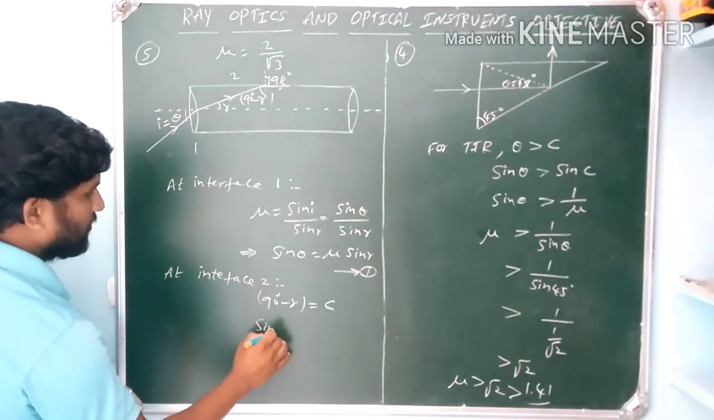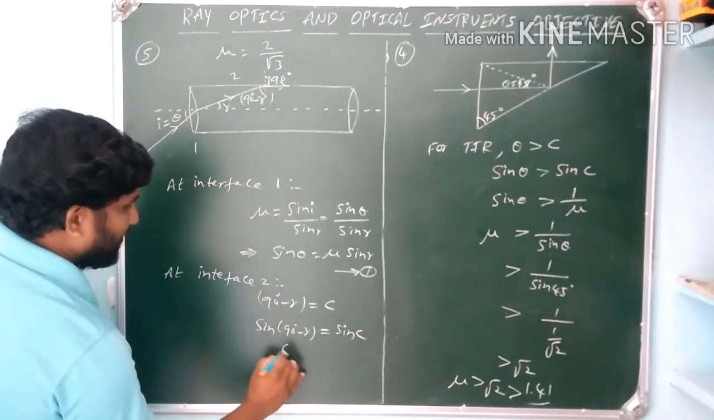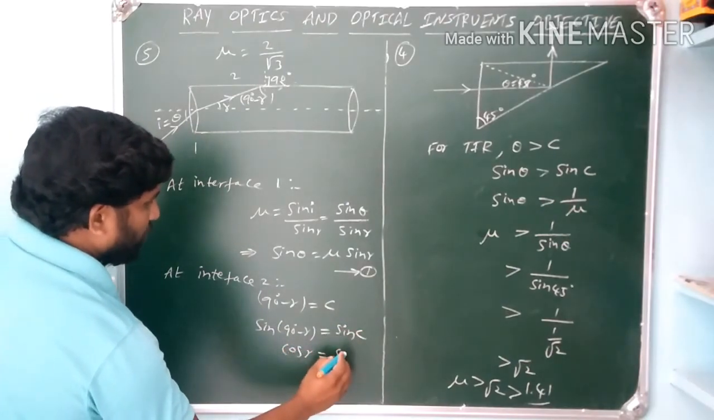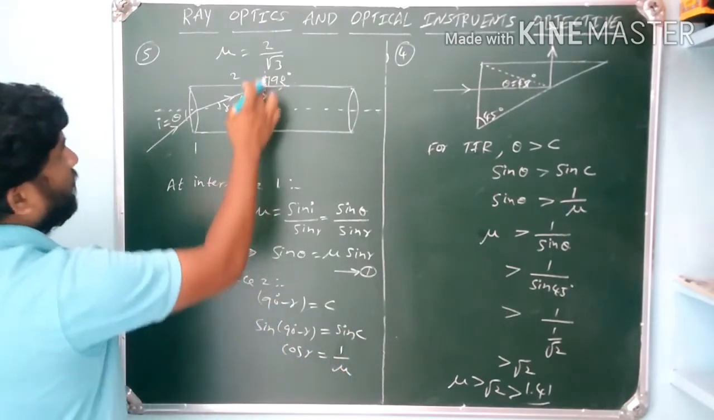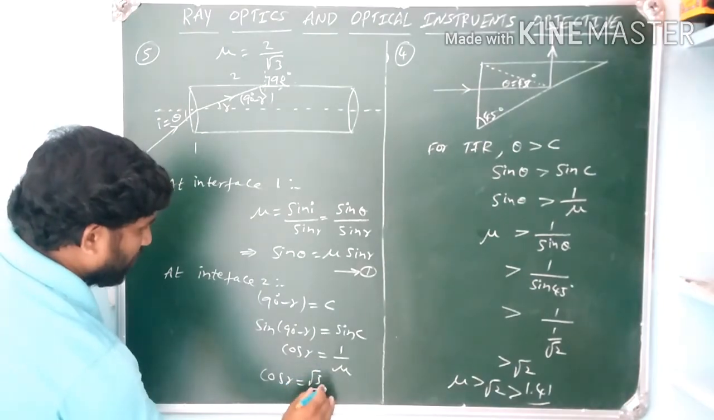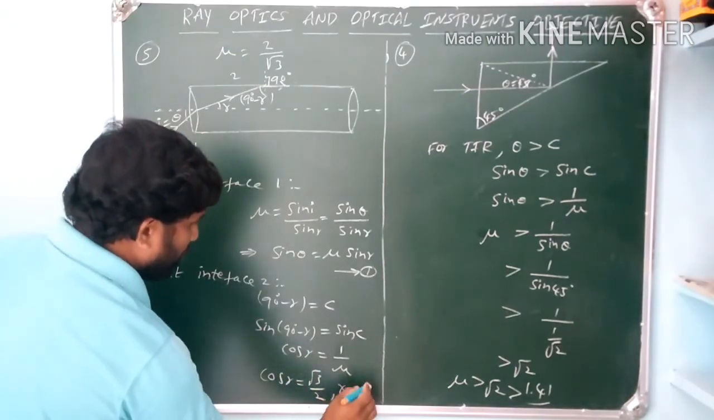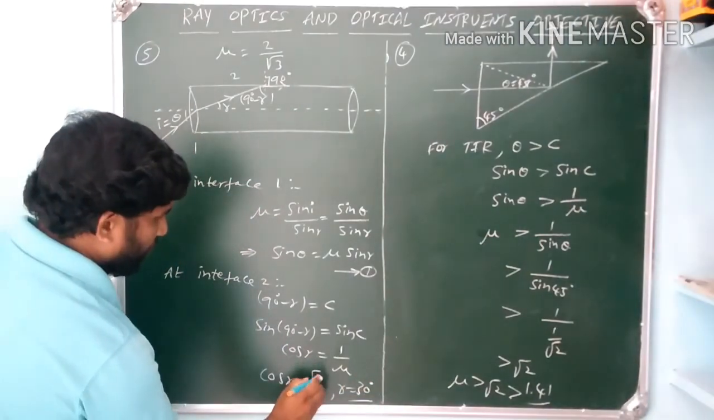Now apply the sin function: sin of 90 minus r equal to sin c. Sin of 90 minus r is cos r. So cos r equal to sin c. Sin c we write as 1 by mu, and the mu value is given as 2 by root 3. Therefore cos r equals root 3 by 2. Therefore what is the r value? We get r equal to 30 degrees.